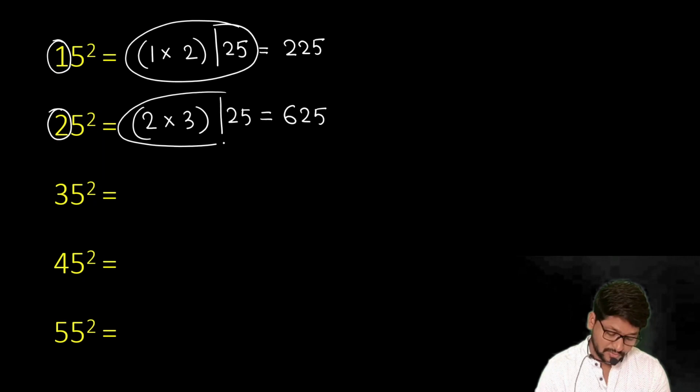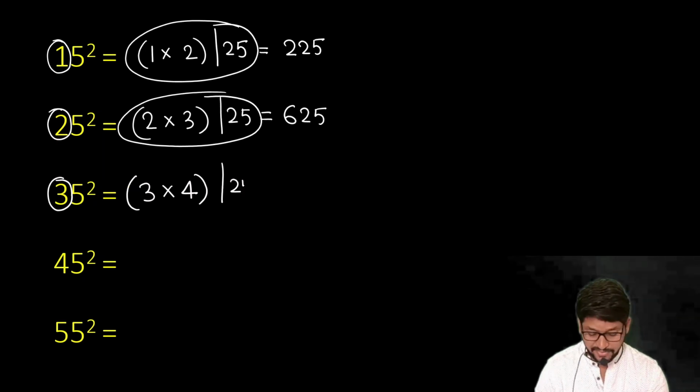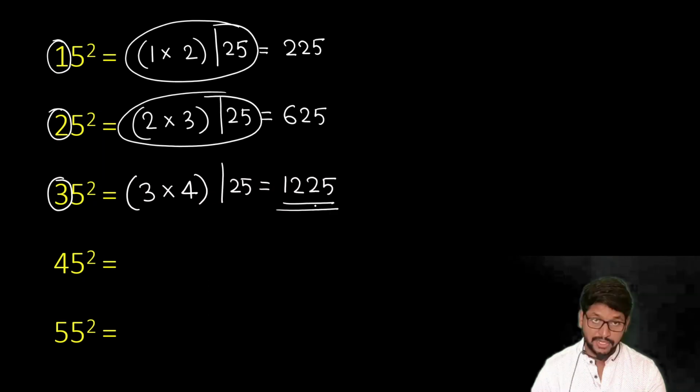So 35 square, which part of the number is there other than 5, that is 3. For 3 we will write successor 4, multiply them and add 25 at the end, that is 3 4s are 12, 1225. Generally we call this number 1225, but in this process we are separately writing 25 and 12. So try to read it as 1225. There is no mistake in calling this number 1225.